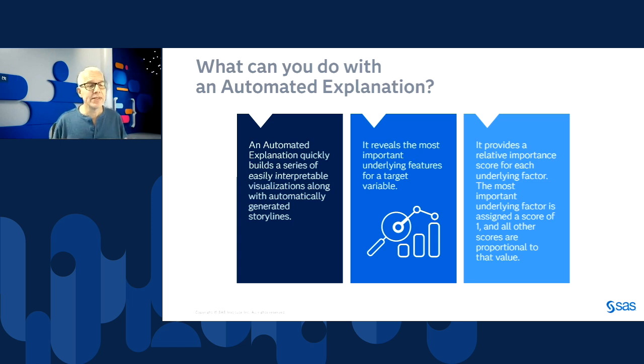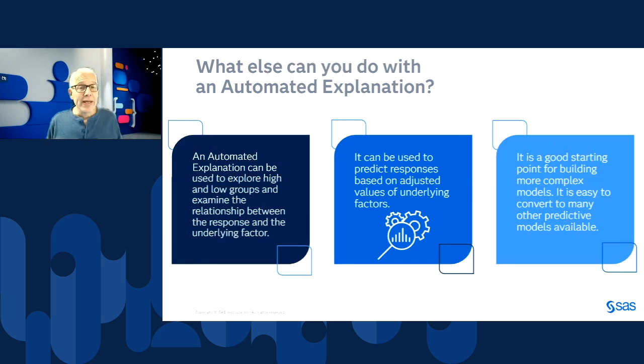It does give us the most important underlying features for a target variable. So if you've got a lot of columns, a lot of information about your customers, and you're trying to figure out which one of these are important, automated explanation is going to help you with that. It also actually creates a relative importance score. And so you can see relative to all the other inputs, how important is this particular item? So is it very important? Is it not very important compared to those particular inputs that are very important?